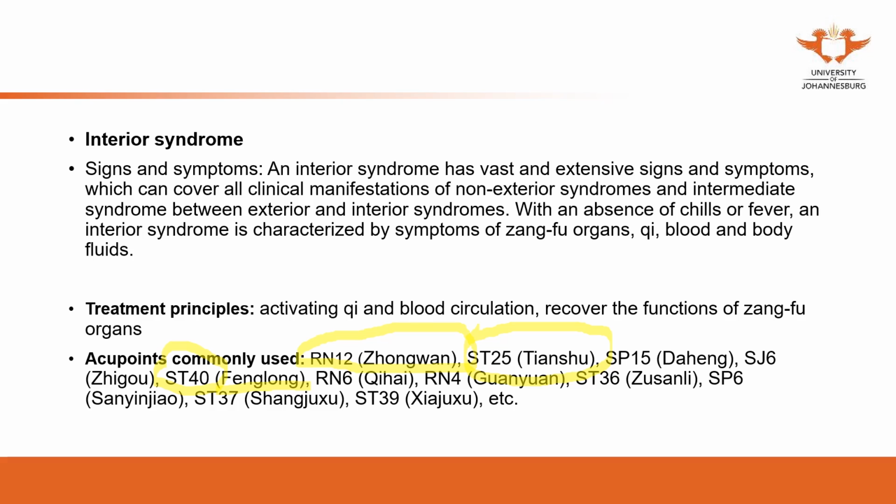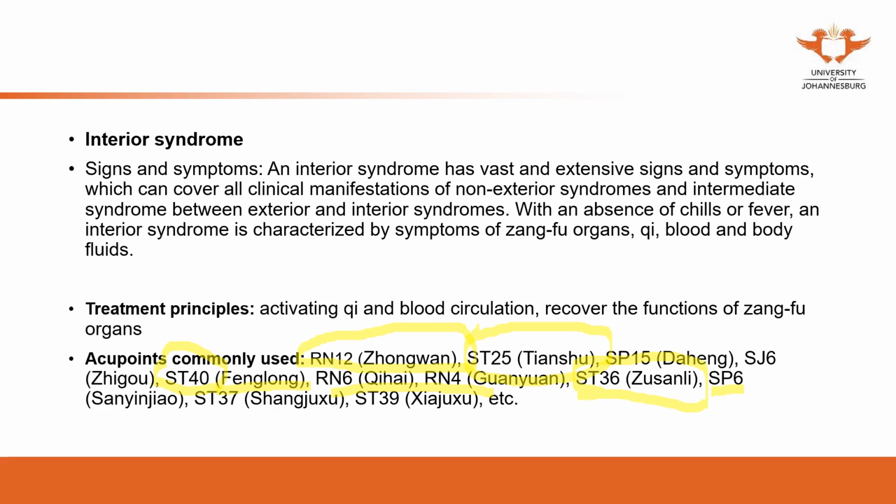Ren 6 and Ren 4. These two points are very important to improve the antipathogenic qi. So we will use moxibustion on Ren 6 and Ren 4. Stomach 36 on the stomach meridian, as described in the principles. Anything related to the abdomen and the stomach, we can use stomach 36.